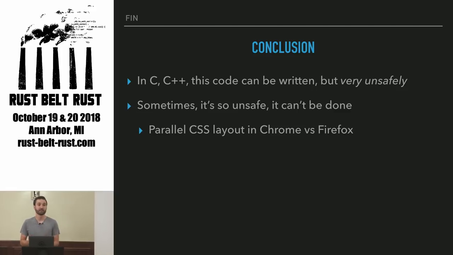Some of you probably know what I'm referring to here. Famously, parallel CSS layout computation in Chrome was attempted a number of times and was never done, because they just couldn't iron out all of the bugs in parallel C++ code. It was just too hard. Of course, it exists in Firefox. Why? Because it's written in Rust.